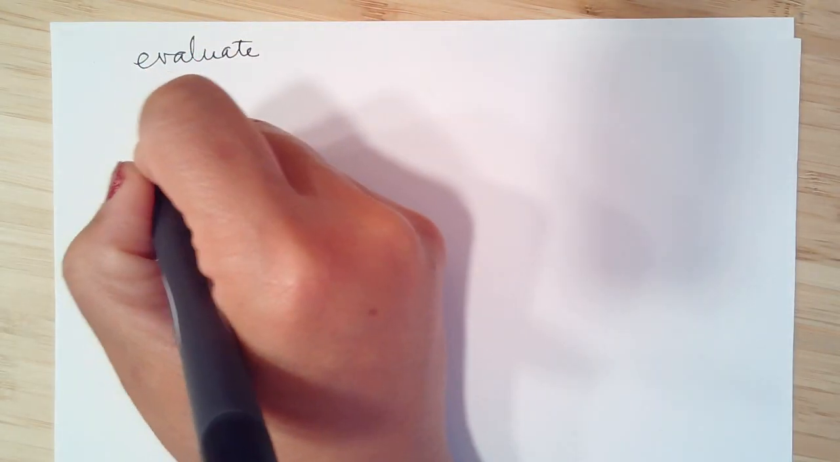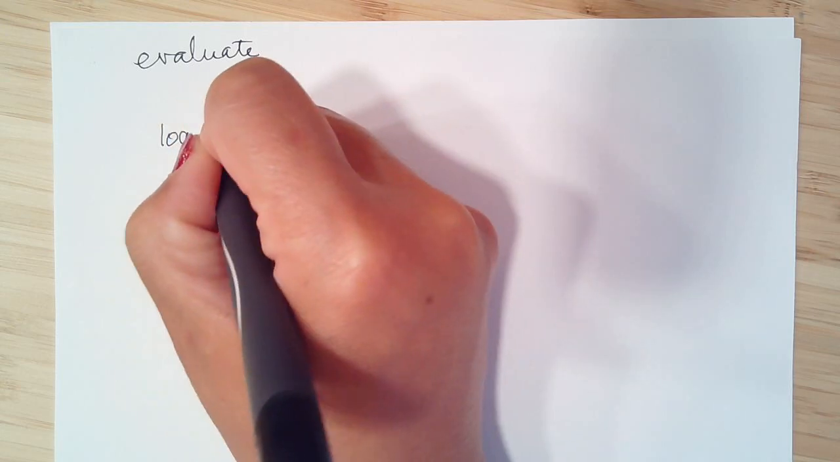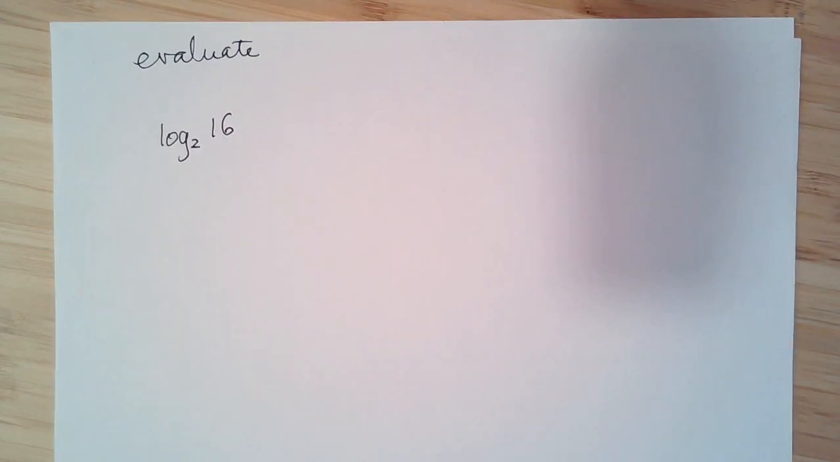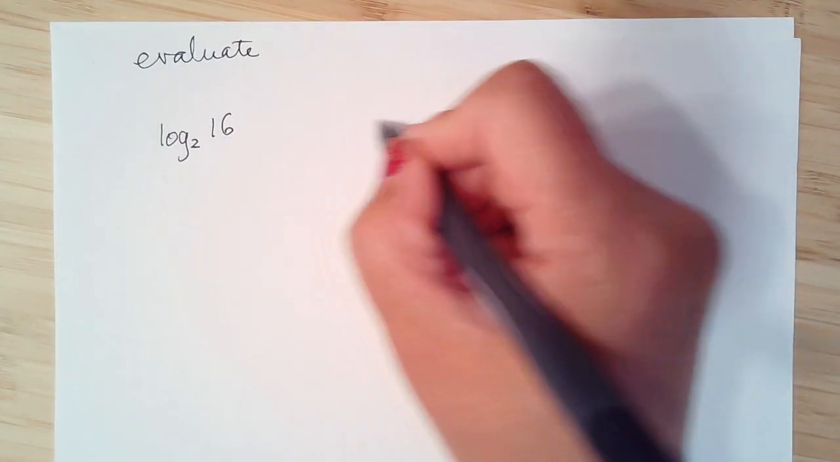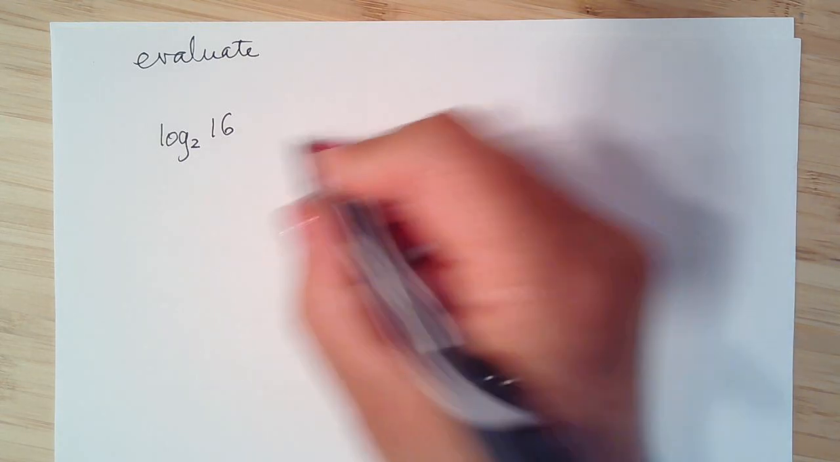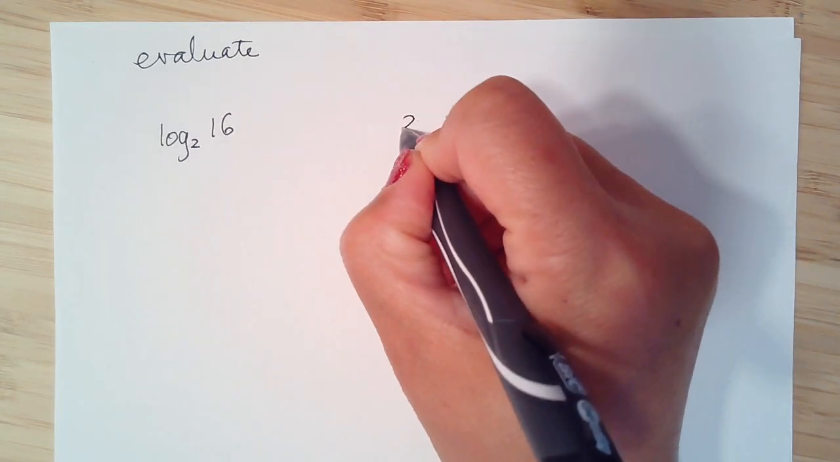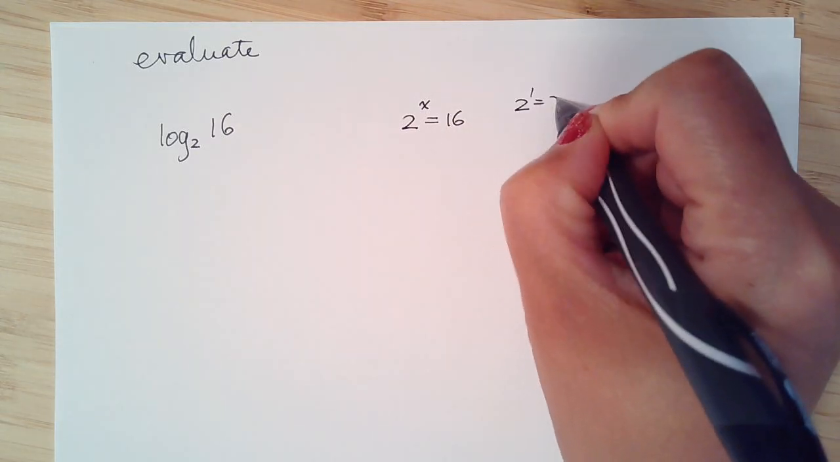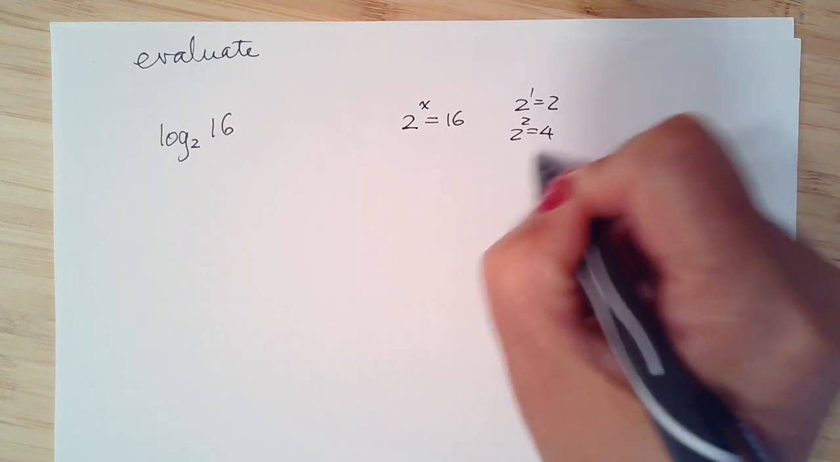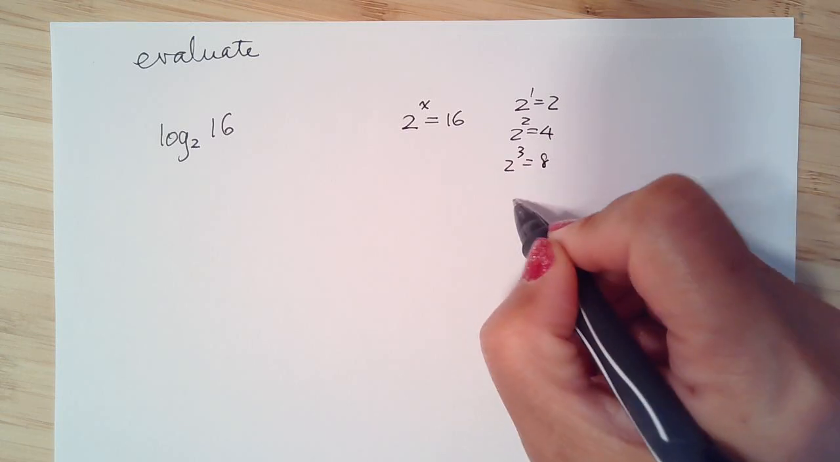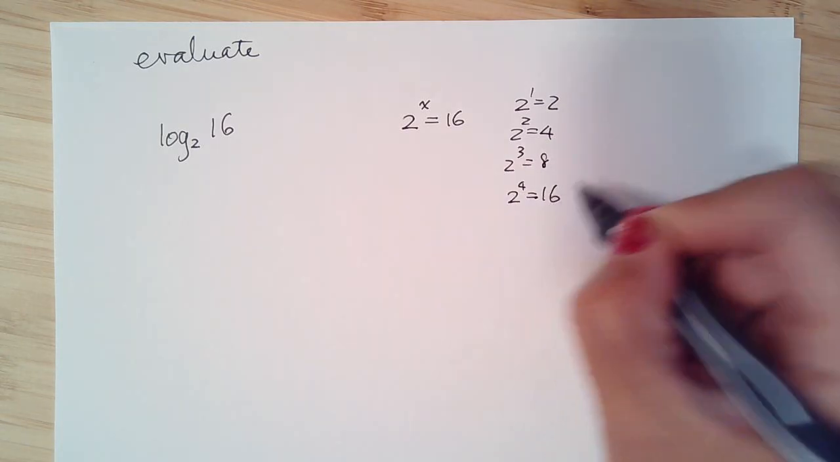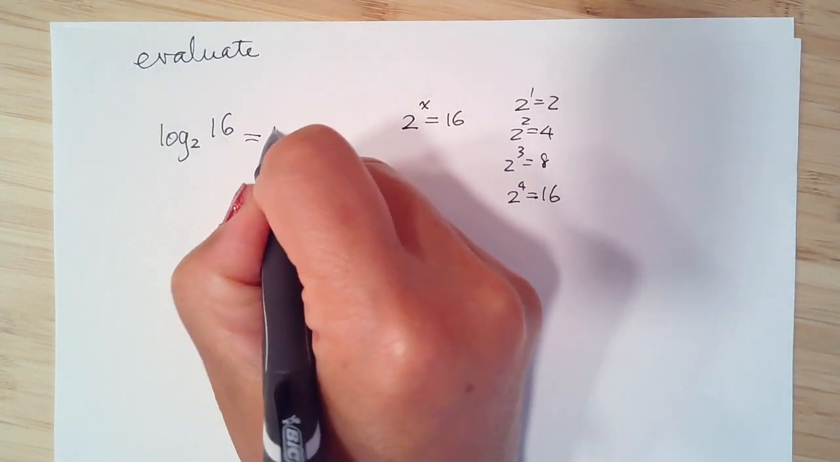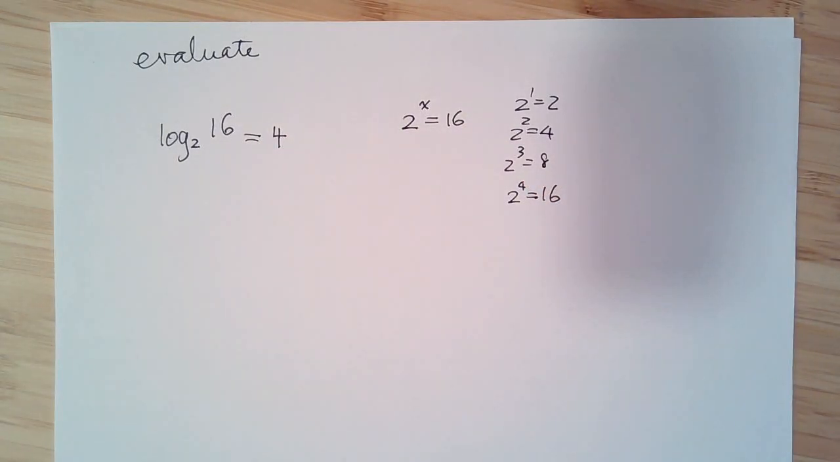Evaluate the following. Log base 2 of 16. Assume that the answer is x, then we rewrite that into the exponential form, which means 2 to the x's power is 16. We know 2 to the 1st is 2, 2 to the 2nd is 4, 2 to the 3rd is 8, 2 to the 4th is 16. Get it? That's a 4. So when you take a log function, actually you're looking for that power, right?